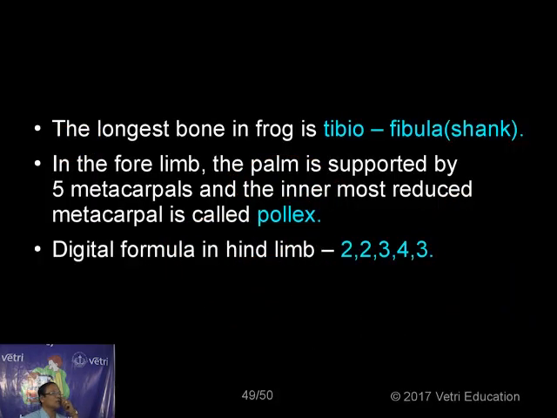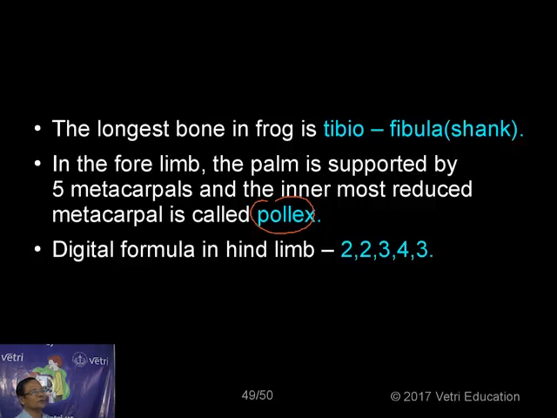The longest bone in frog is called tibiofibula, that is found in the shank region. In the forelimb, there are 4 digits, but there are 5 metacarpals. This is the palm region supported by 5 metacarpals. But in this case, the first metacarpal is highly reduced and forms a structure called pollex. That is why we do not have the first digit, this is the index finger. Now the first digit is absent in the case of frog in the forelimb. But we have 5 metacarpals. The first metacarpal connected to the thumb region is highly reduced, and that highly reduced metacarpal is called pollex.